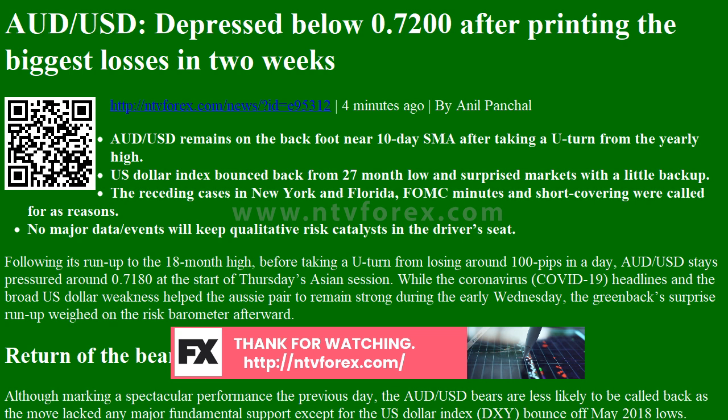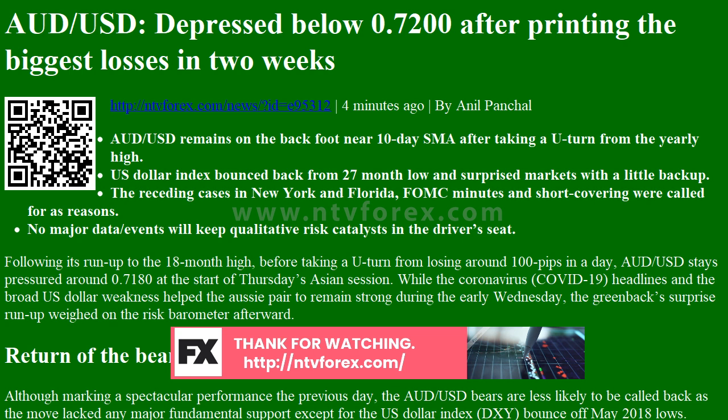Technical analysis. Despite the failure to cross the 2019 top surrounding 0.7300, AUD/USD prices are yet to break the 10-day SMA level of 0.7180 and a monthly support line near 0.7130. Which in turn keeps bulls less carried away with the latest fall.